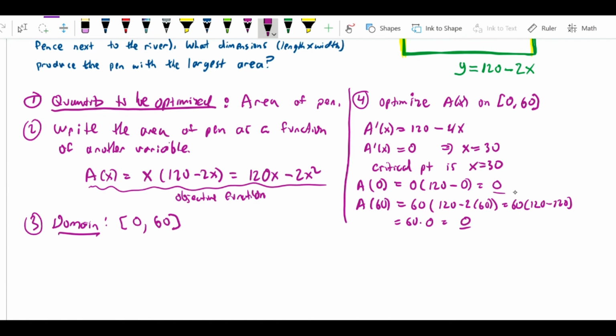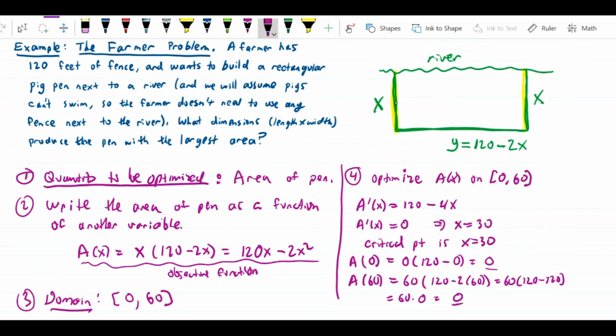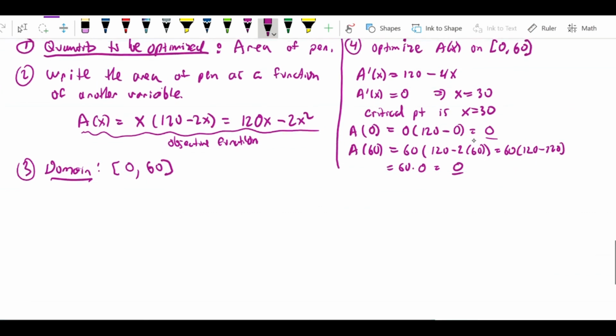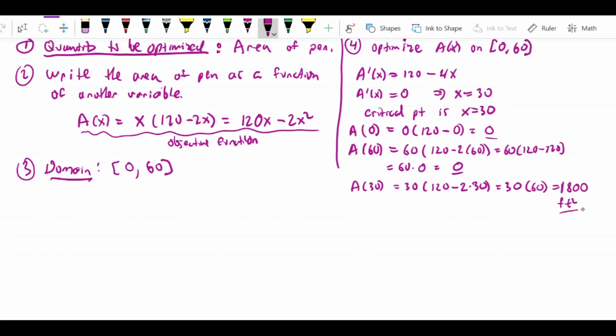As we predicted, if we use up all our fence going vertically there and back without leaving any fence left over for our horizontal dimension, we're going to get an area of 0 again. So now let's just evaluate A of 30. That's going to be 30 times 120 minus 2 times 30. That gives us 30 times 120 minus 60, which is 60, and that is going to give us 1,800 square feet of area. So it certainly seems that 1,800 square feet is a lot more space for the pig than 0, so that's our answer.